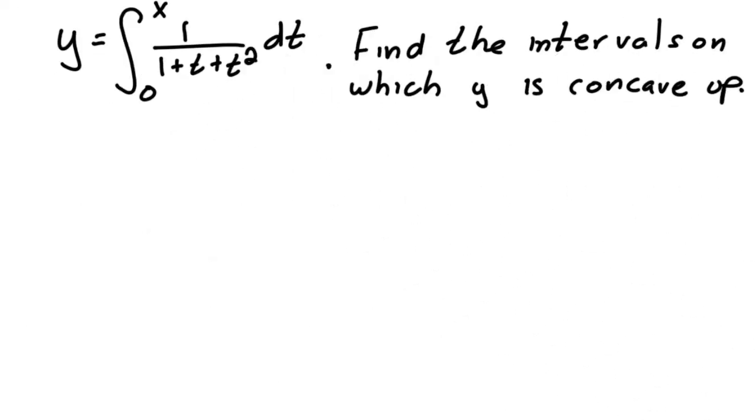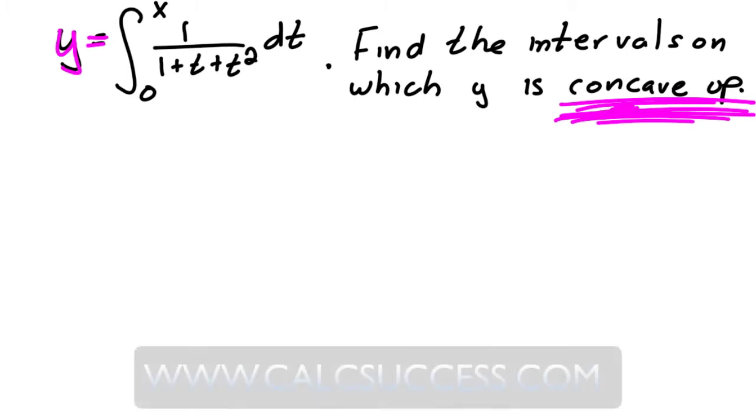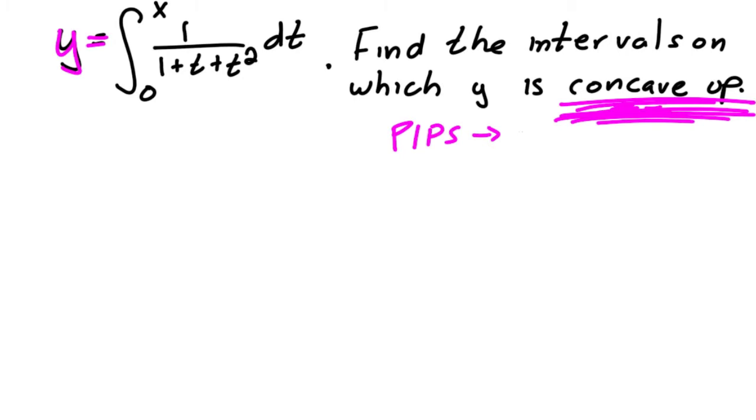Okay, so this is a pretty interesting problem. We have a function y equals the integral from 0 to x of 1 over 1 plus t squared. And it's asking to find where it is concave up. Now that's just bananas. I mean, what does this have to do with concavity? But really, this is just like any other function, right? To find where it's concave up, you just follow the normal rules you would otherwise. You would find your pips, and then you do your number line thing, et cetera. So you know what to do.